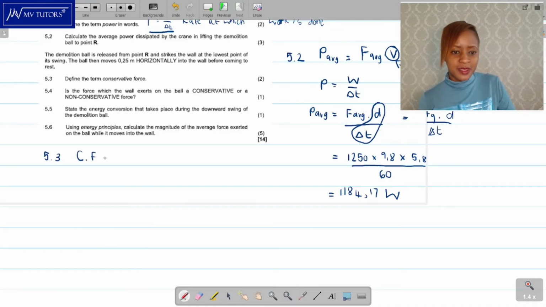Conservative force. So what is it? It is the force... I don't know what happens. It's like the ink just comes out by force, or maybe it's my force at which I apply the pen. So conservative force, also known as an internal force.